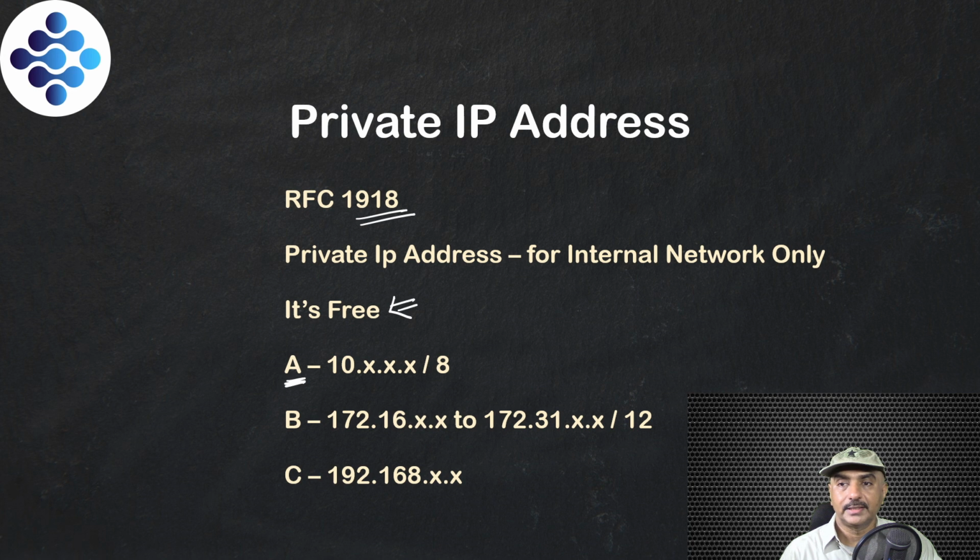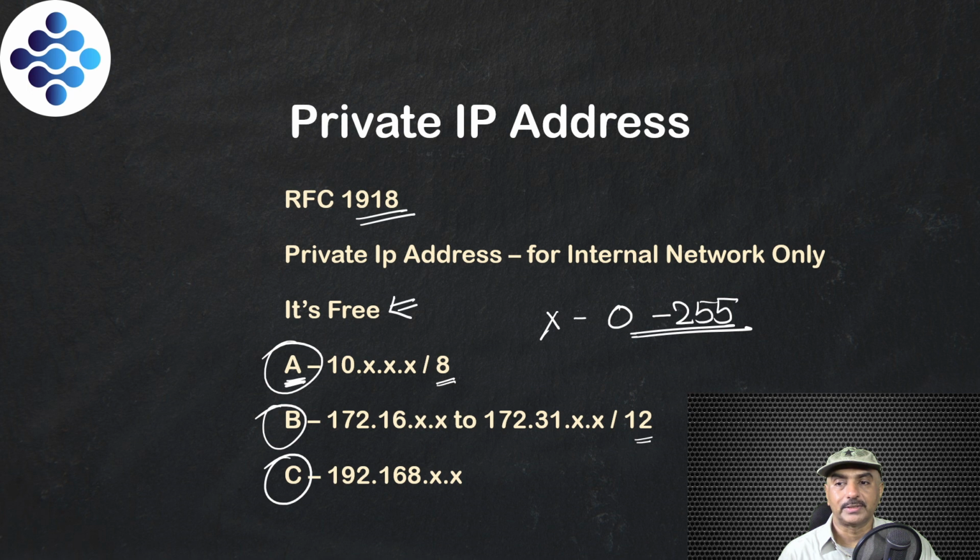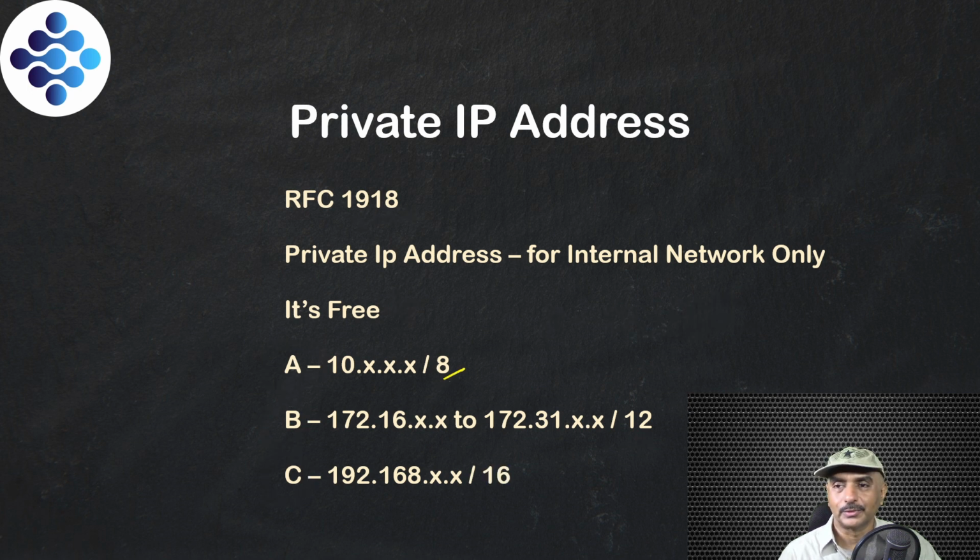For class A, it is 10.x.x.x, where x can be from 0 to 255. So that was class A. For class B, 172.16.x.x to 172.31.x.x. And for class C, it is 192.168.x.x. Because class A has 8 bits, yes, this makes sense.